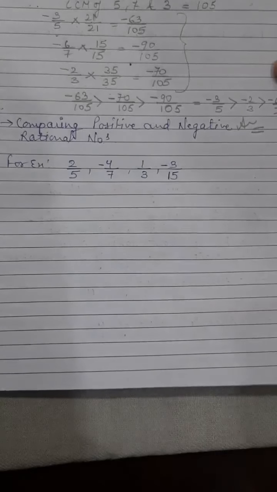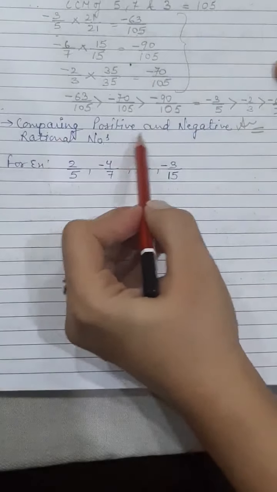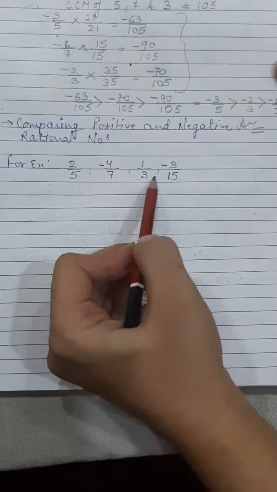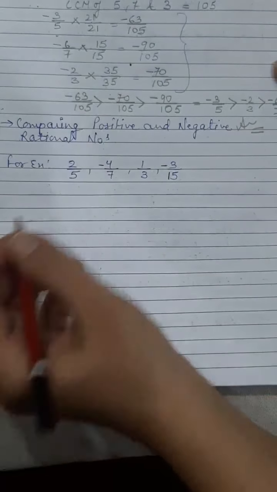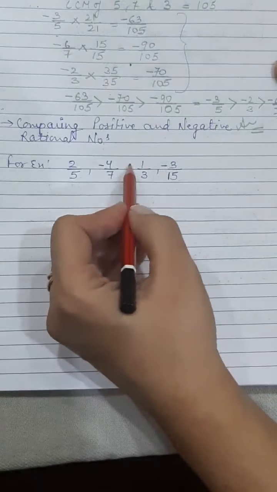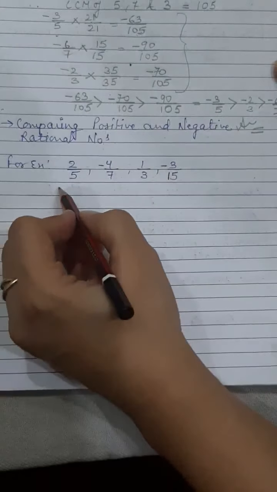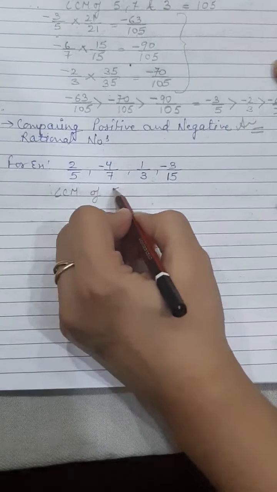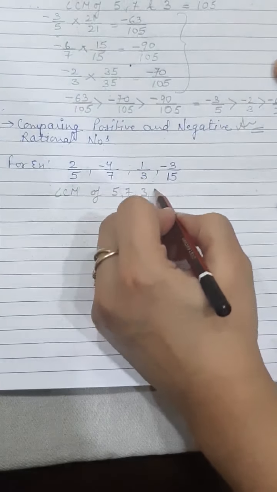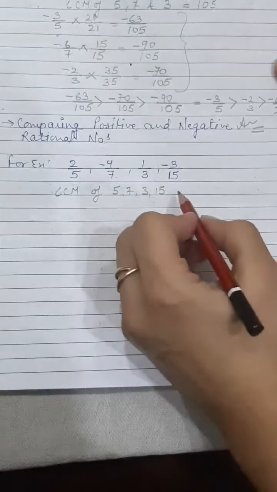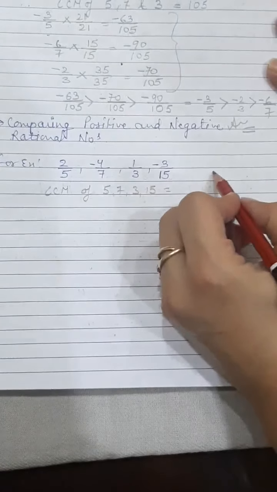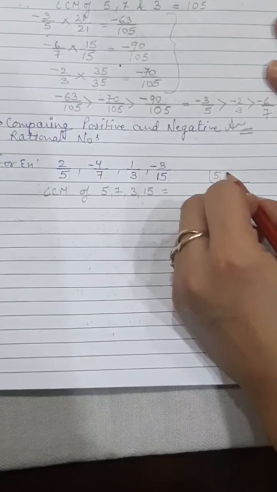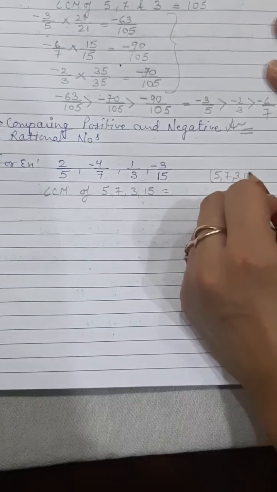Clear? Now next is comparing positive and negative rational numbers. If you have to compare positive and negative rational numbers both, again the denominators are different as well as the numerators, so you have to take the LCM to make the denominators the same, right? LCM of 5, 7, 3 and 15. What will be the LCM? If you have a problem, then you can do it by the LCM method. 5, 7, 3 and 15 LCM.